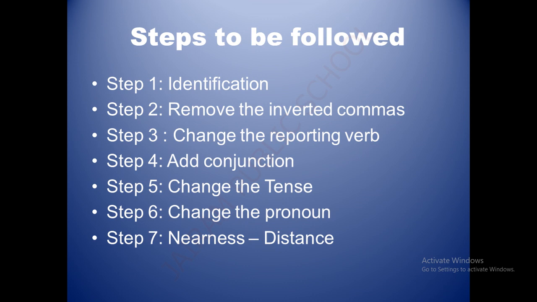Once again I'll repeat. Step 1 is identification, which is very essential; without this you cannot articulate the sentence. Step 2, remove the inverted commas. Next, change the reporting verb, then add the conjunction, then change the tense, then change the pronoun, and the next one, if it is required, apply it in your sentence: nearness will become distance.